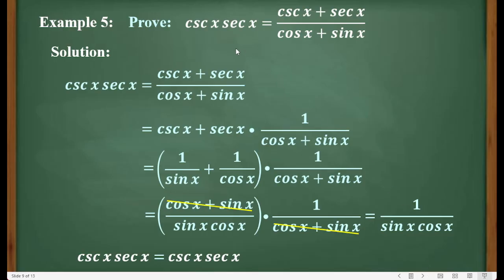So therefore, another identity is proven. Okay, so again, just like the previous examples, the equation in number 5 is also an identity.